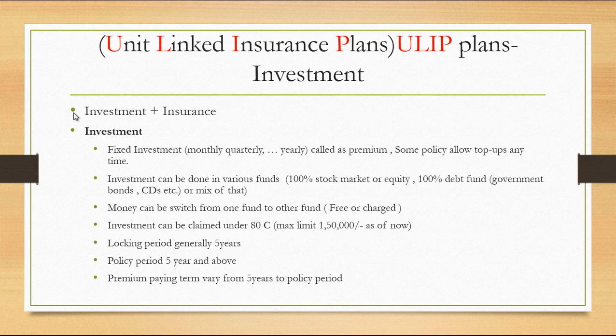Fourth thing, which is the important and the most attractive thing about investing in a ULIP plan, is that investments made in this policy can be claimed under section 80C. So you can reduce your income tax by investing in this policy also. There are of course other instruments available for tax benefit. Currently the maximum investment that we can show in 80C is 1,50,000, and it may change with time.